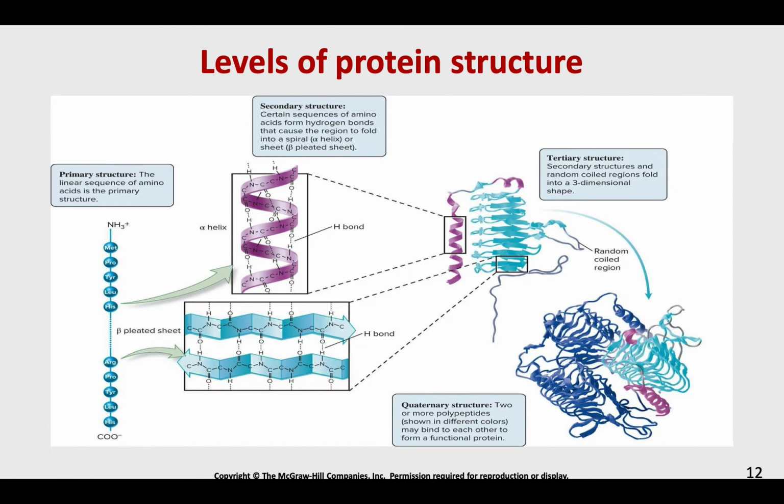All right, so I've said structure equals function many, many times here. So how is this structure created in a protein? All right, so protein has 4 levels of structure. All right, they have primary, secondary, tertiary, which is this one here, and quaternary. Now we're going to break these all down and talk about them individually here.